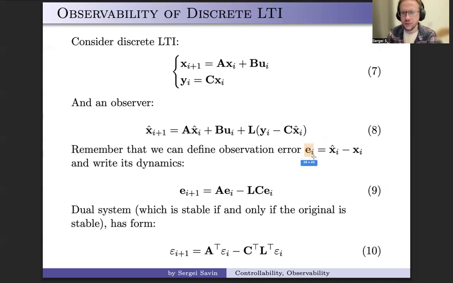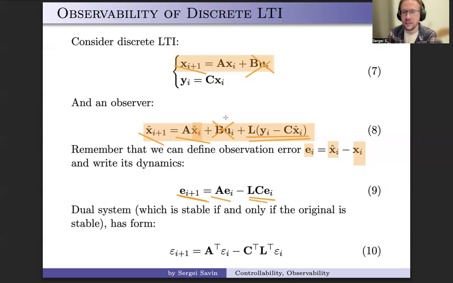We remember this trick where we introduce observation error, the difference between estimated state and actual state. We can find a difference between this equation and this equation. Bu will cancel. A would be multiplied by the error, and the left-hand side would be just the next value of the error. And there will be this expression, which will be turned into L times C times E, where C is our output matrix, because Y can be represented as C times X. So X minus X hat is by definition E.